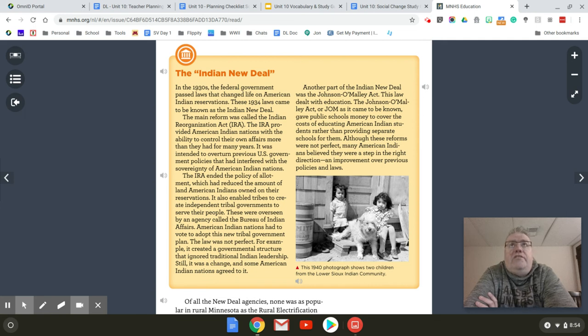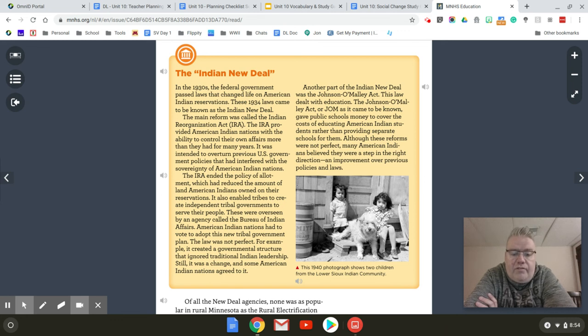So we knew that they were supposed to be sovereign, but we also know that the United States government put in a lot of laws that kind of controlled them. So these laws were trying to give them back the power that they were supposed to have in the first place. The IRA ended the policy of allotment, which had reduced the amount of land American Indians owned on their reservations. It also enabled tribes to create independent tribal governments to serve their people. These were overseen by an agency called the Bureau of Indian Affairs. American Indian nations had to vote to adopt the new tribal government plan.